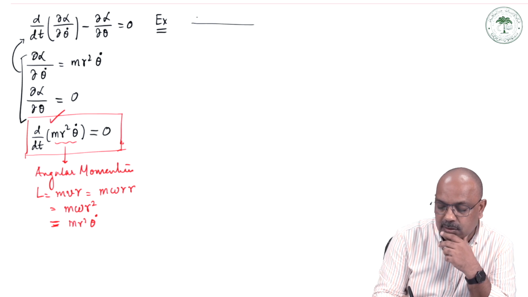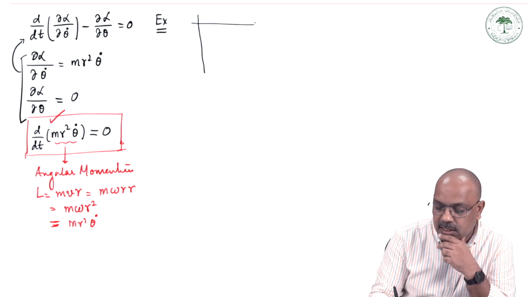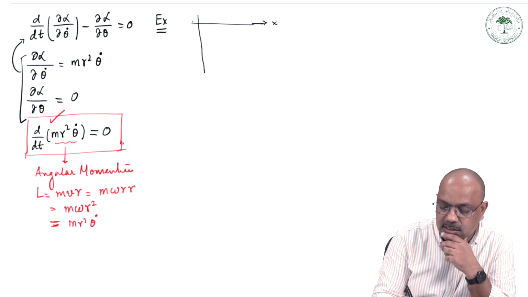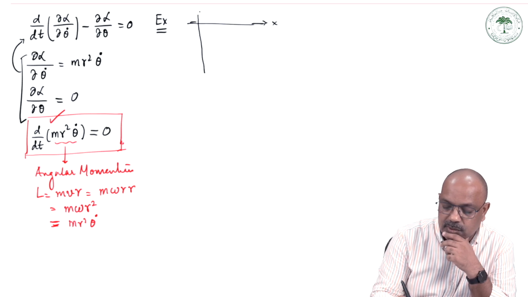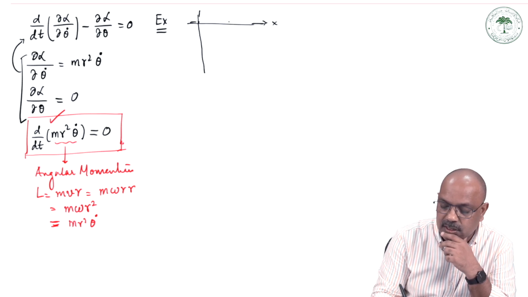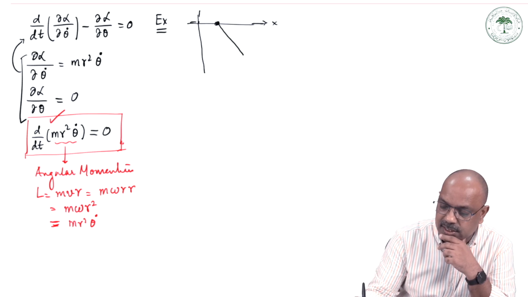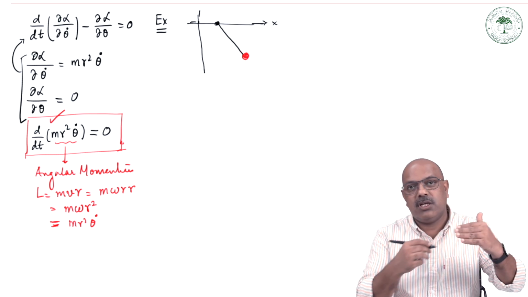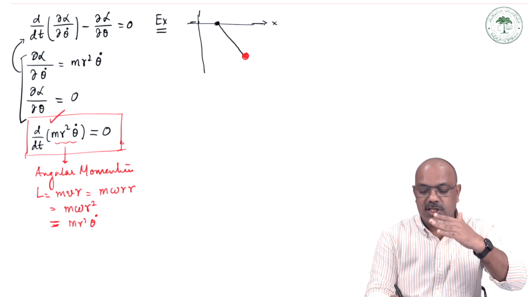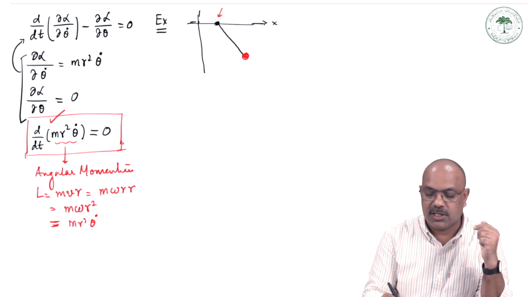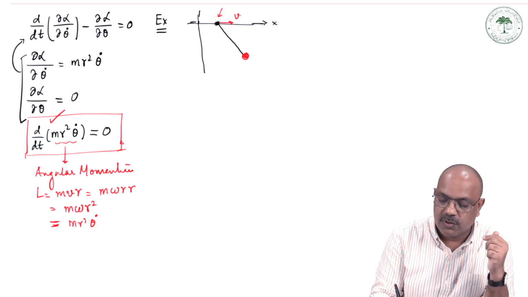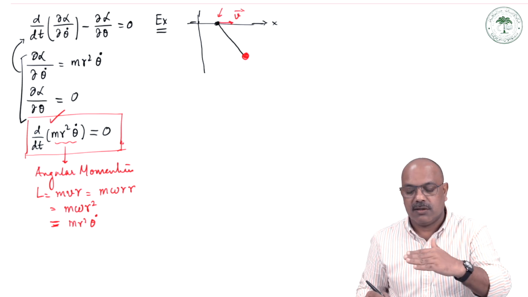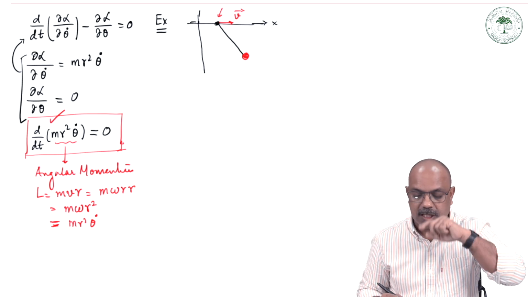So what is the situation? This is my x-axis and this is my y-axis, this is my reference point. The part where this pendulum is attached is moving with a constant velocity. Okay, so this part here is moving with this constant velocity. From t equal to 0 it is moving with constant velocity.